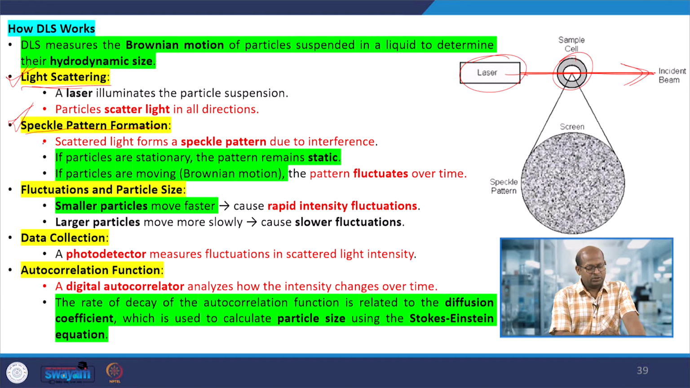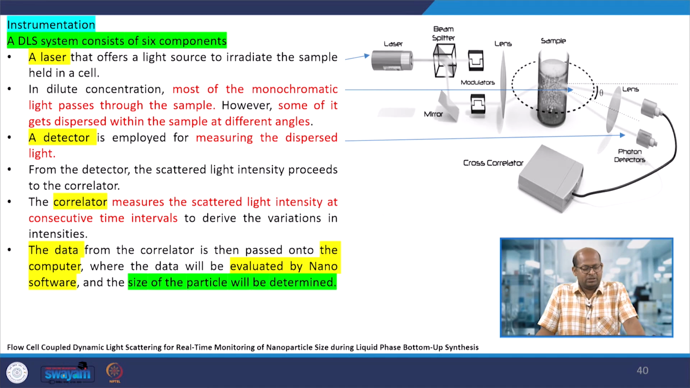There are speckle pattern formations, fluctuations with particle size, data collection, and autocorrelation functions. If you look at the system, meaning the instrumentation, this is the source of light, called the laser, and after that here is the detector. So the light passes through the sample: this is the laser source, this is the sample, and this is the detector.